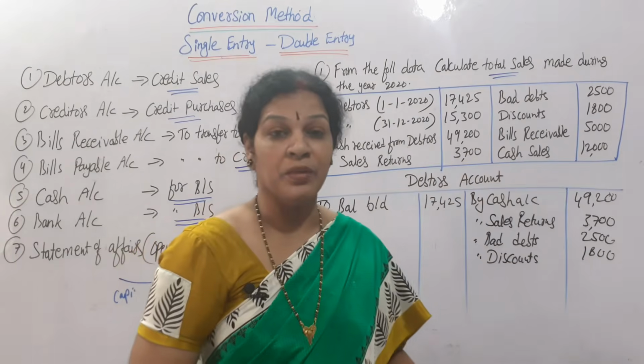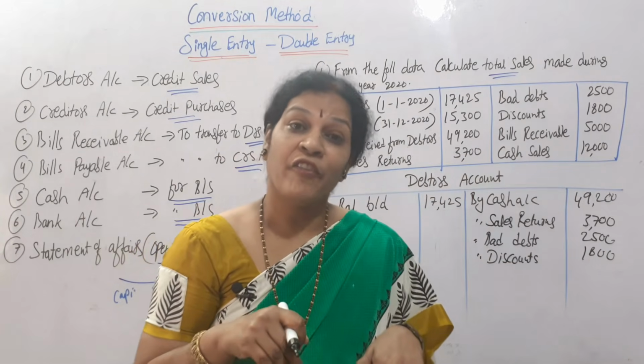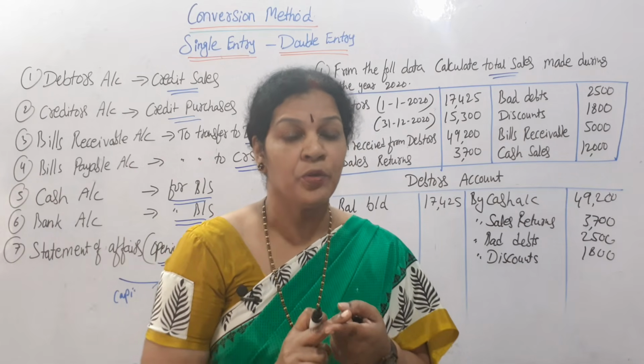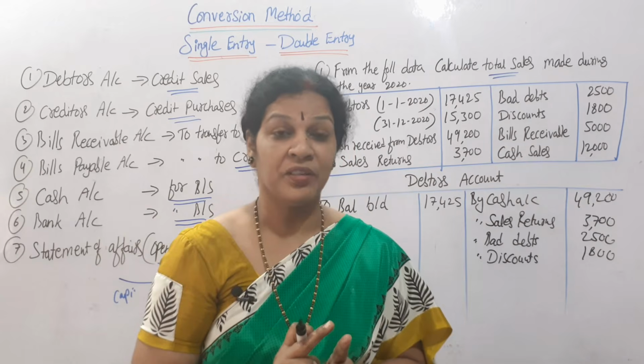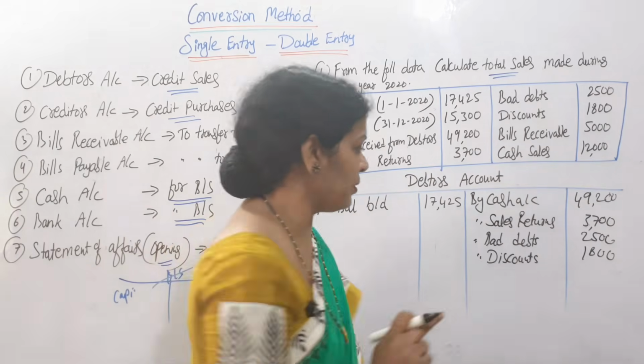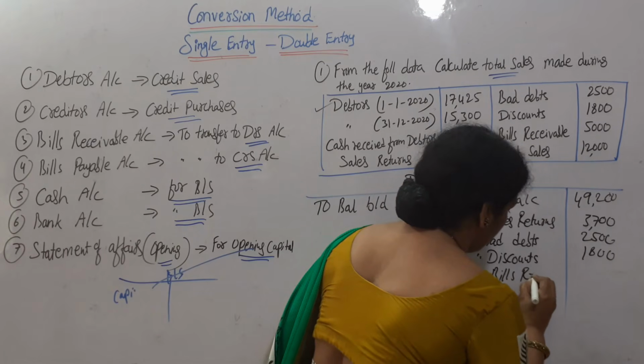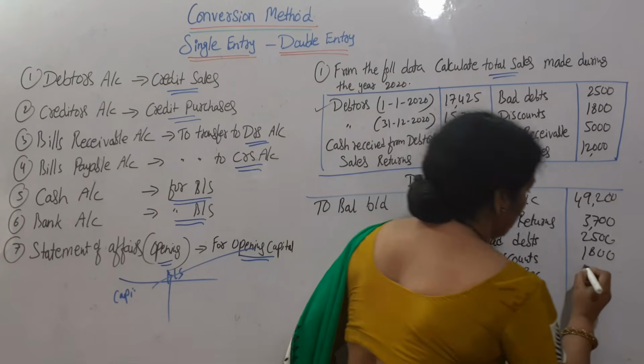Next, bills receivable. We are receiving bills from the debtors. So bills receivable account debtor to debtors account. Debtors account is here credited. So on the credit side we will write by bills receivable, 5,000 it is.